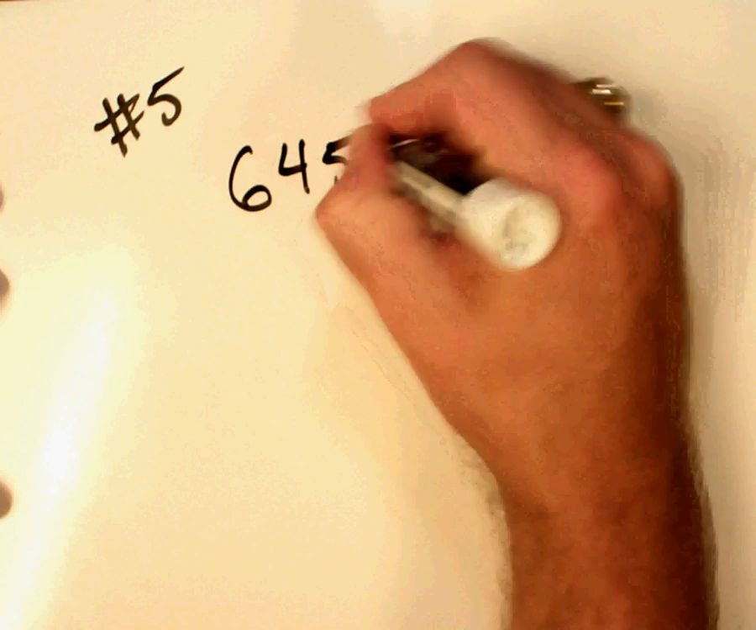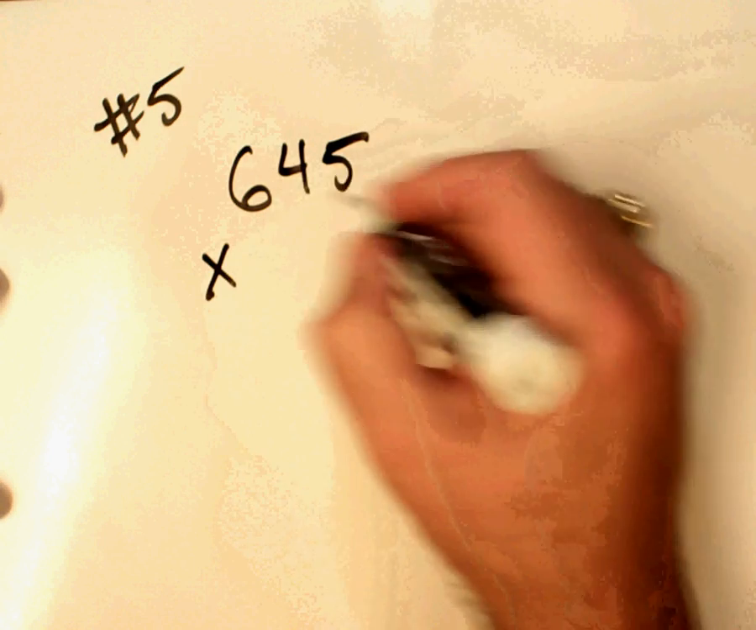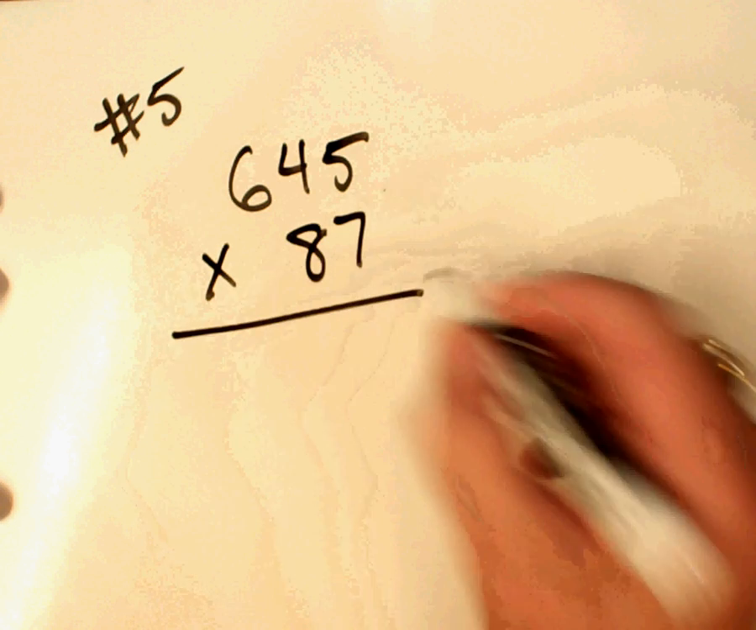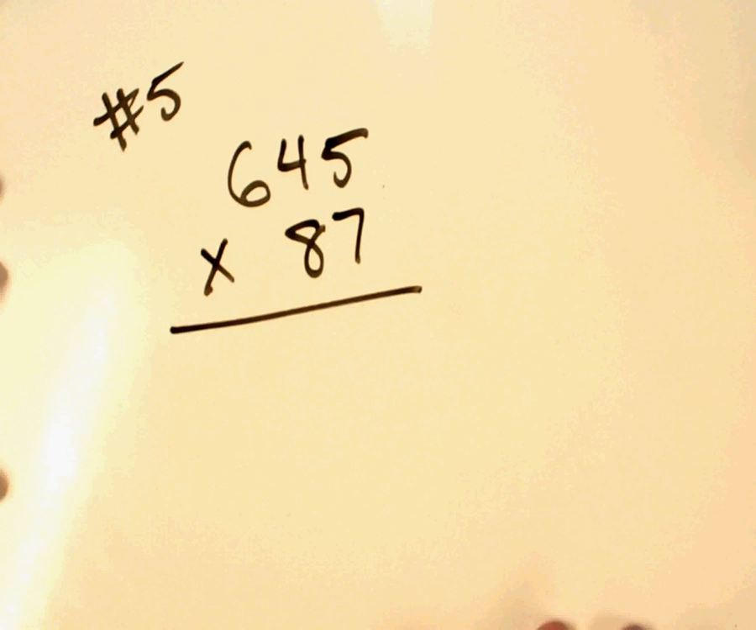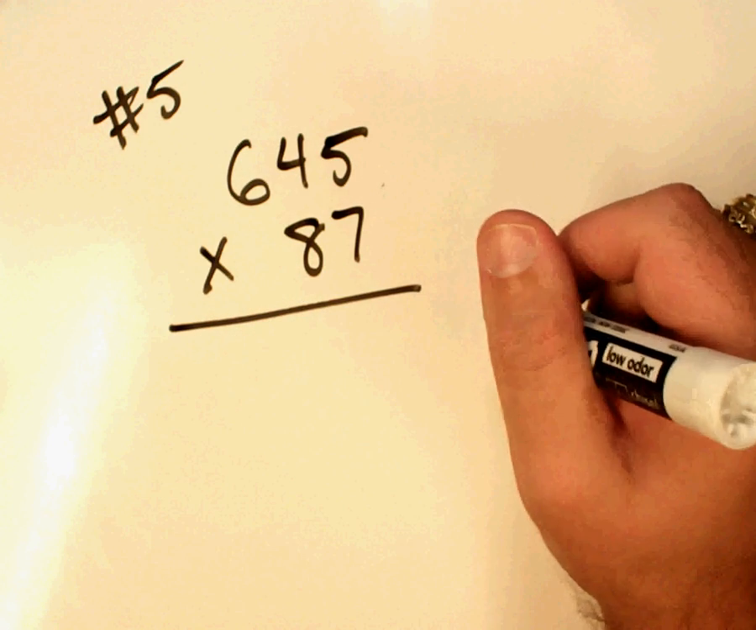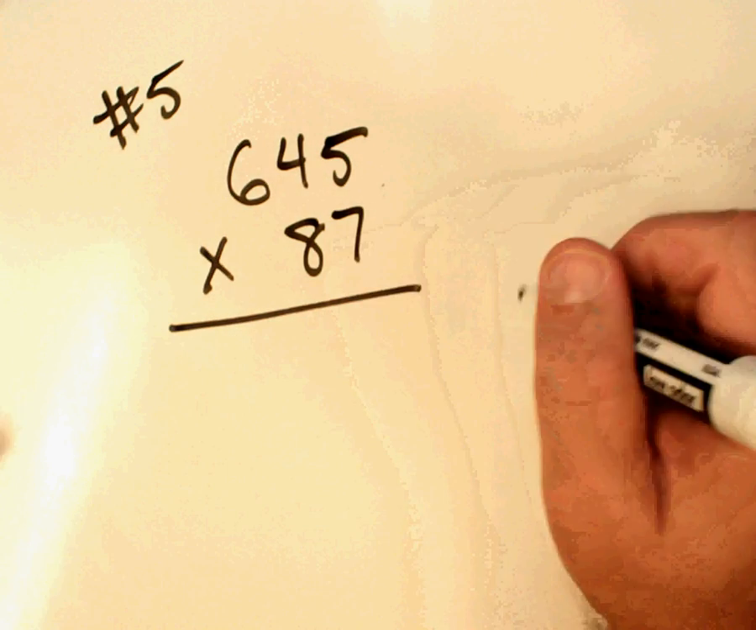645 times 87. Man, why did this guy ever use any little numbers? It's all 6s and 7s and 9s. Hey, there's no 9 in this one at least.